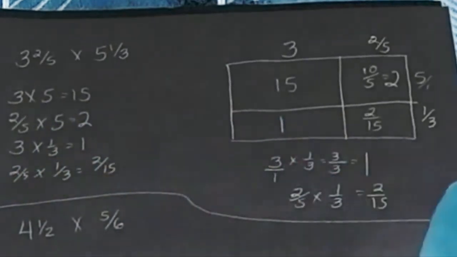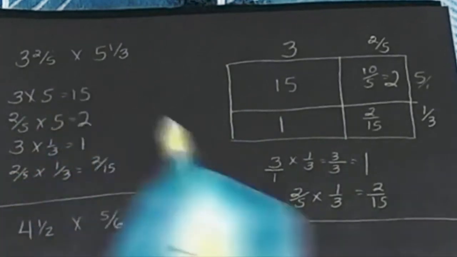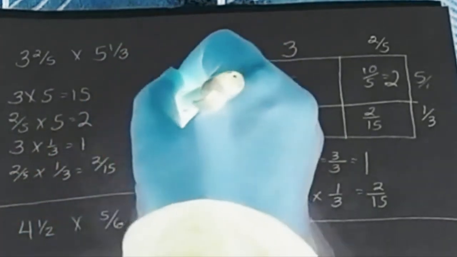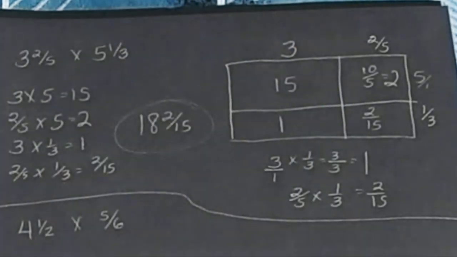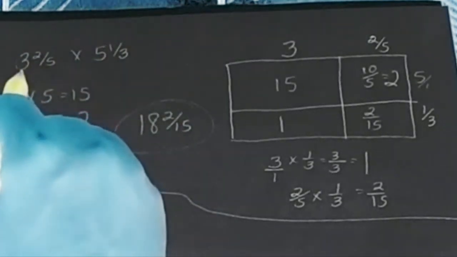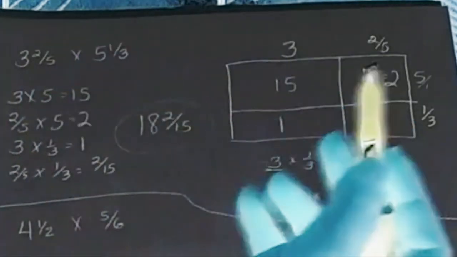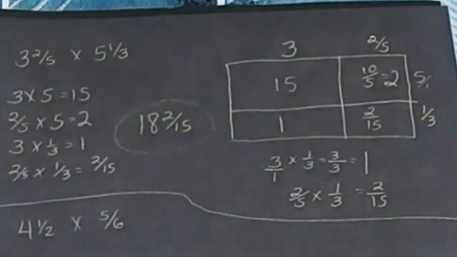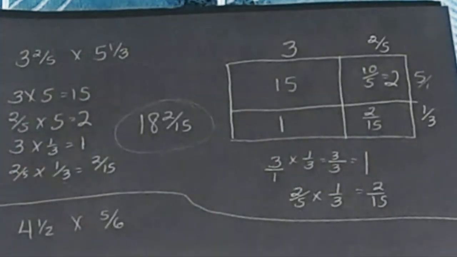I'm just going to box this out so you can see that easier. So it's 15 plus 2 plus 1, so that's 18, and 2/15. And let's see if that checks out with my estimate, which I'm going to do right now. 3 and 2/5, well, that would round up to 4. 5 and 1/3 would round to 5, so 4 times 5 would be 20. So that is really close. I'm pretty sure I got that right, 18 and 2/15.